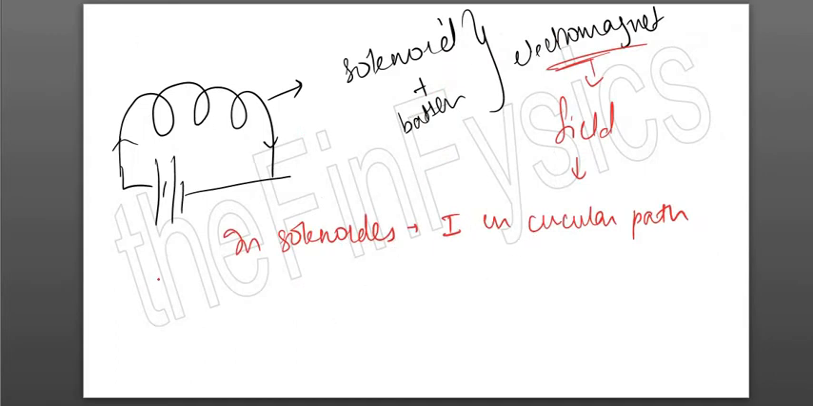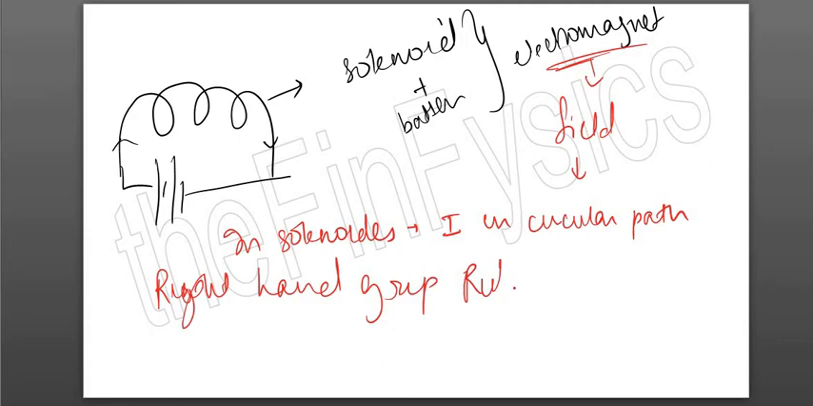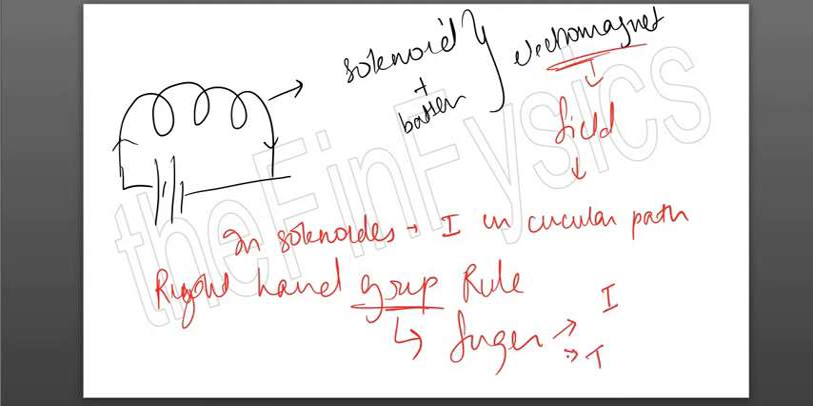So in this case I use the right hand grip rule. Why do I use the grip rule? Because my fingers can curl easily and the direction of the current now is given by fingers. So in the right hand grip rule, fingers indicate the direction of current, and wherever your thumb is pointing, that indicates the direction of the North Pole.